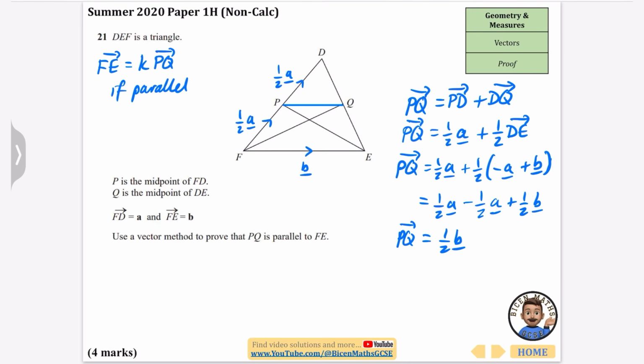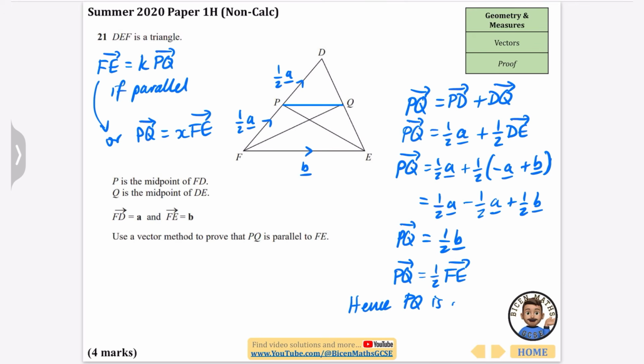So now what we can say is that PQ, or I could actually say, the alternative thing I could have said at the top, either this, or I could say that PQ is some multiple of FE. It doesn't really matter if they're parallel to each other. And we can see that PQ is therefore a half of FE. FE is equal to B, is a half of FE. Hence, PQ is parallel to FE because they are multiples of each other.